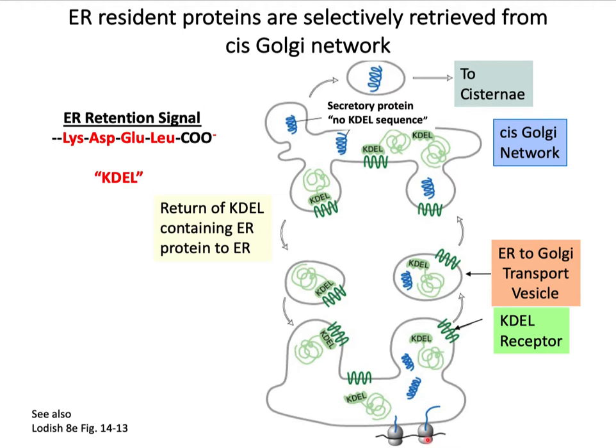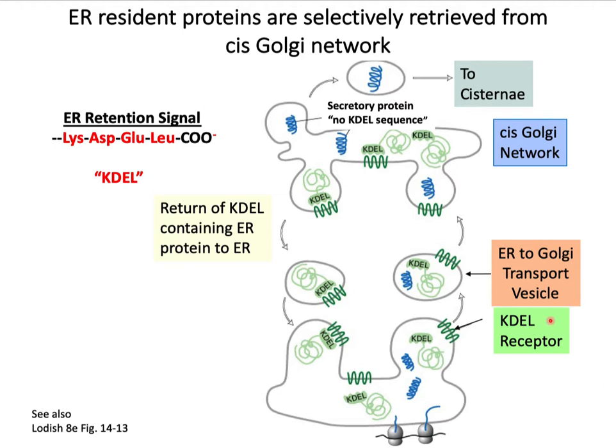Here is the ER right here on the bottom of the slide. You have some soluble secretory proteins that are being made. You see them in blue. They need to move on to the Golgi apparatus. And then you have these ER resident proteins here in green. You can see that they have the KDEL sequence at their C-terminus. Occasionally, vesicles bud from the ER, and ER resident proteins get caught up in these vesicles, and the vesicles move to the Golgi. So these ER resident proteins end up in the cis-Golgi network.